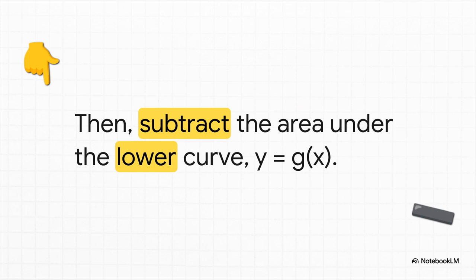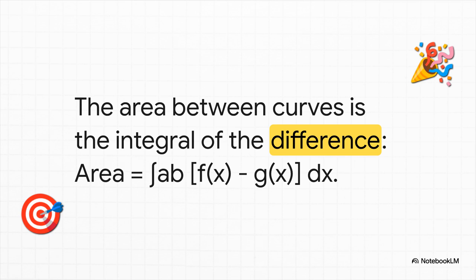Now watch what happens when we take that lower area and subtract it from the total upper area. What do you think is left behind? Exactly. We're left with just the area that's trapped between them. And this gives us a brilliant way to see the formula. You simply integrate the top function minus the bottom function. It really is that straightforward.